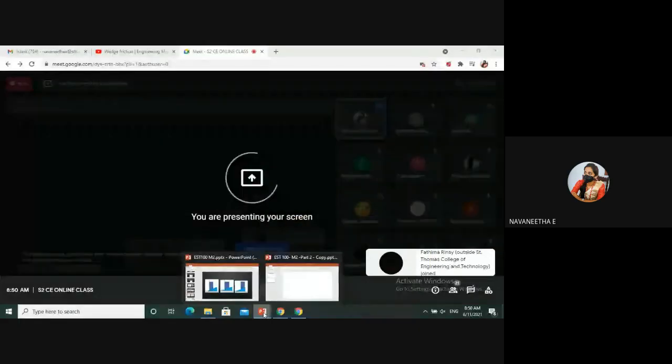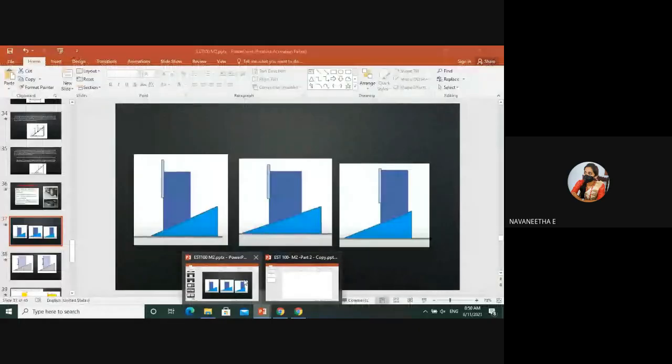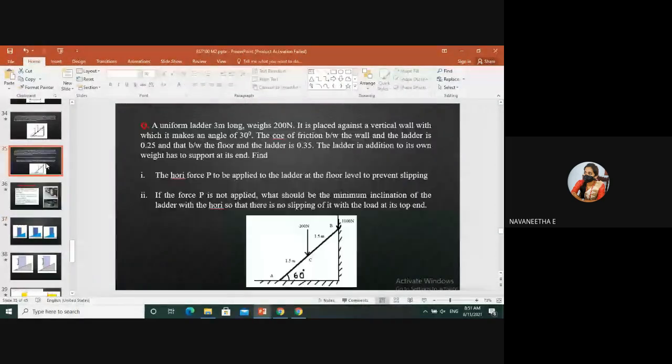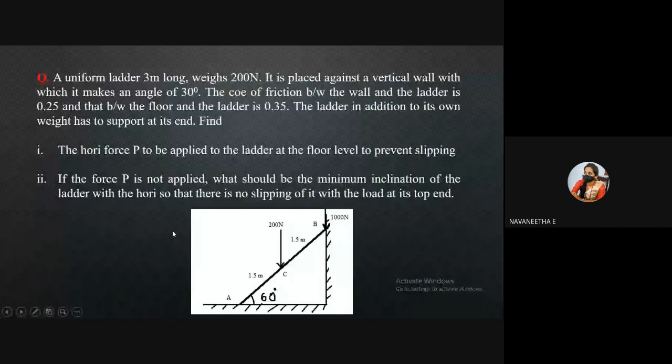Okay, we can continue the last problem, that is ladder friction. So this is our last problem. A uniform ladder, 3 meters long, weighing 200 Newton, is placed against a vertical wall with which it makes an angle of 30 degrees.